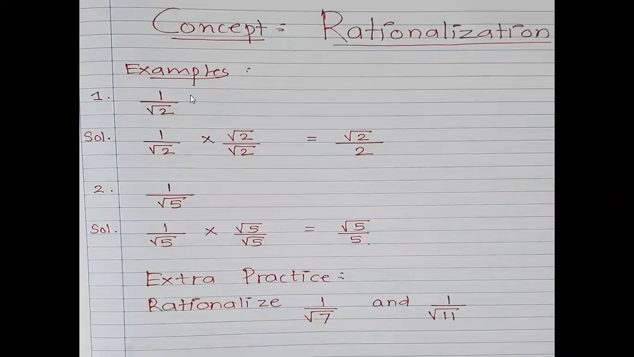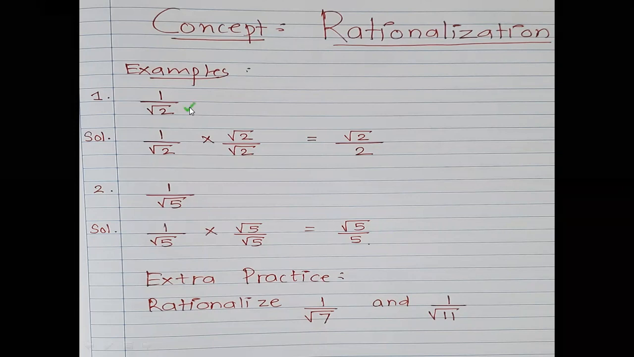Now, over here, let's observe the first number is 1 upon root 2. Here, you will observe that the denominator is an irrational number. So that's where the method of rationalization comes in. What we are expected to do is convert this irrational denominator into a rational number. So how can we do that?